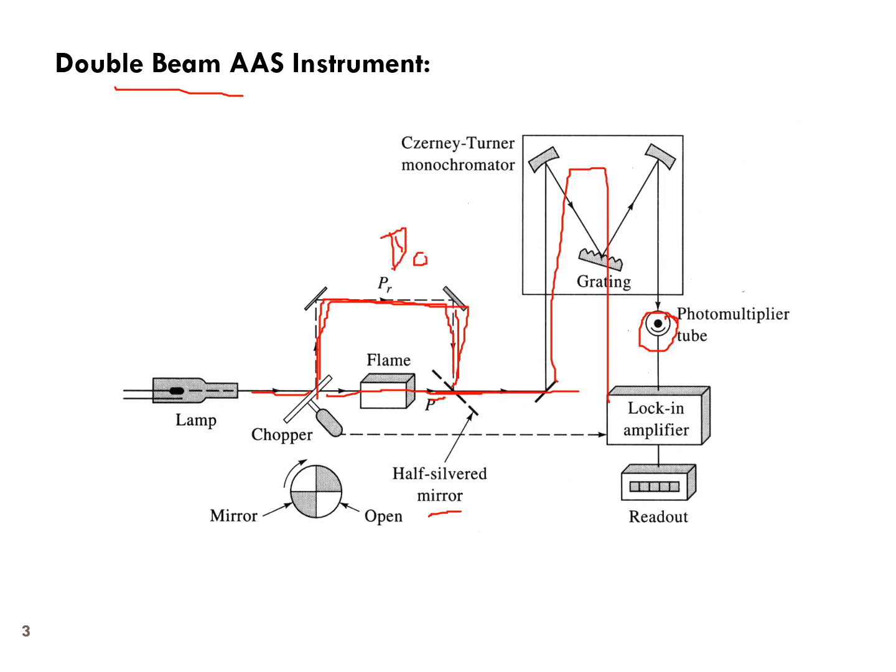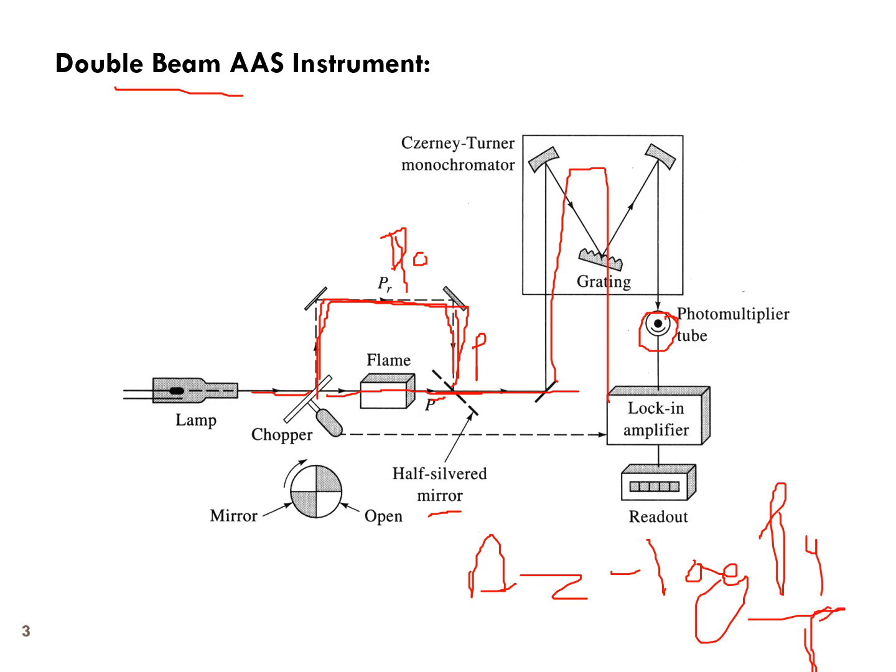Yang ni kita panggil as P0. Yang kita belajar dulu P0. Ni kita panggil as P. So, kalau absorbance equal to, apa? Equal to negative log P0 over P.